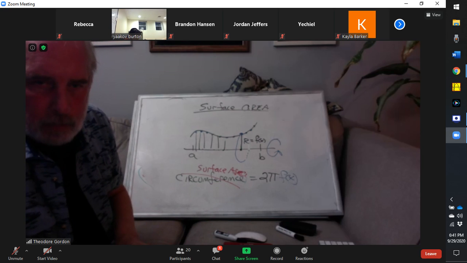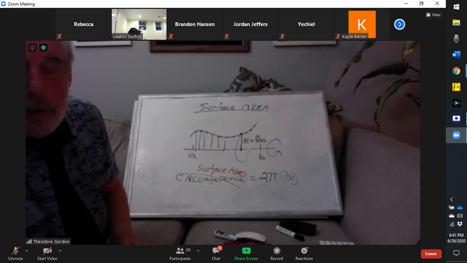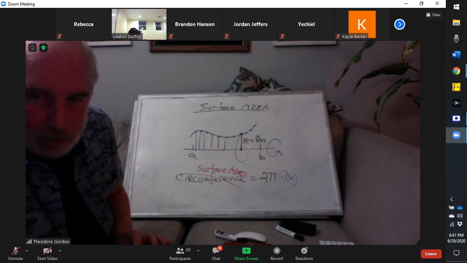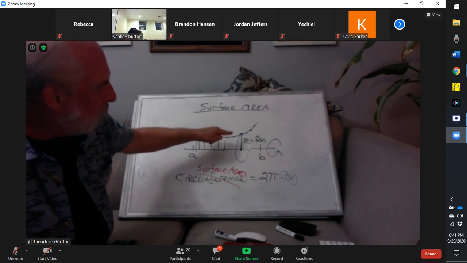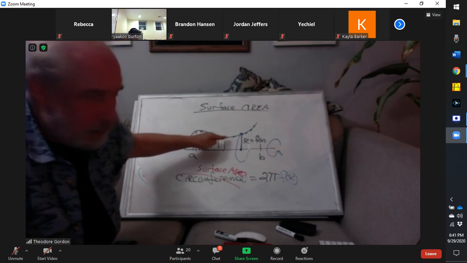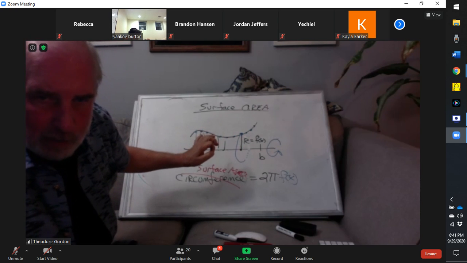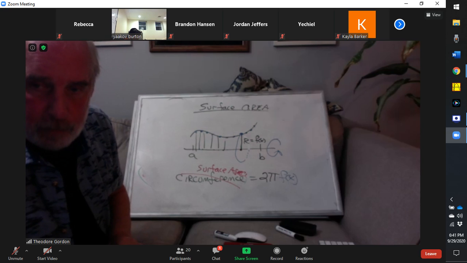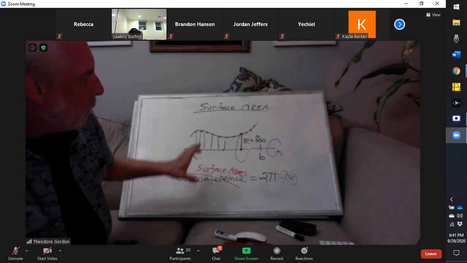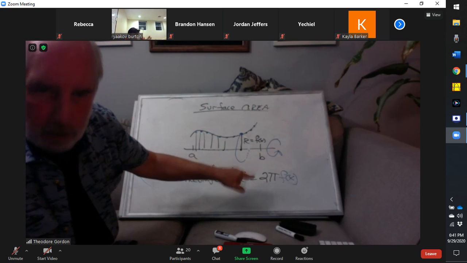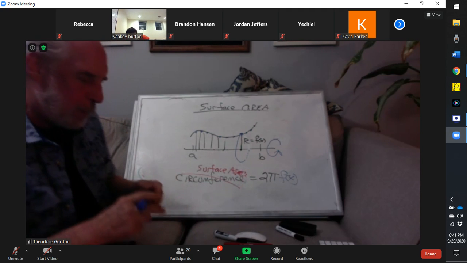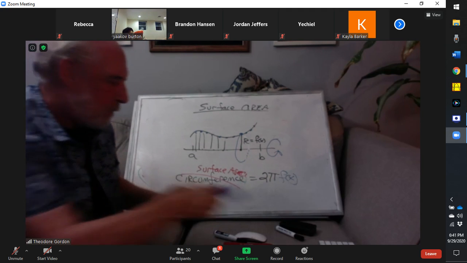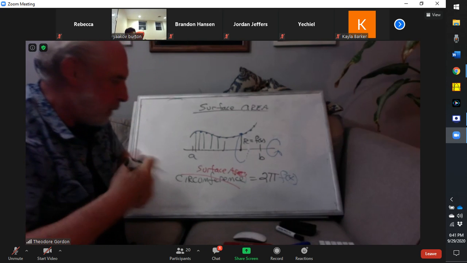So the number of blue dots we have, since they're all on this curve, the quantity of blue dots that we have are points. The number of them is the arc length of that curve. So we're going to do the radius times the arc length, and that's where our formula comes from. So the formula for surface area is this.